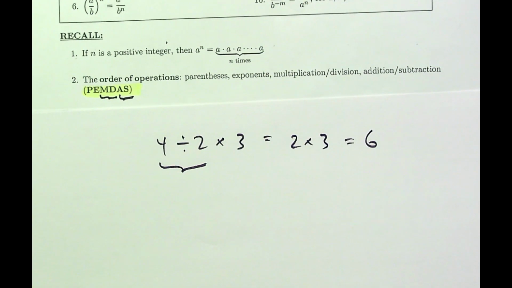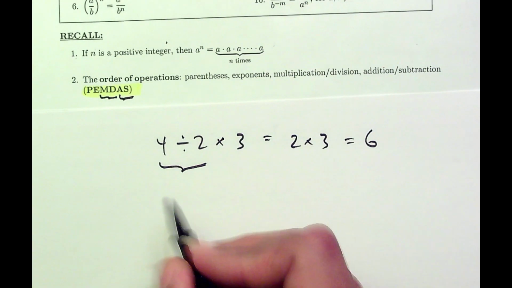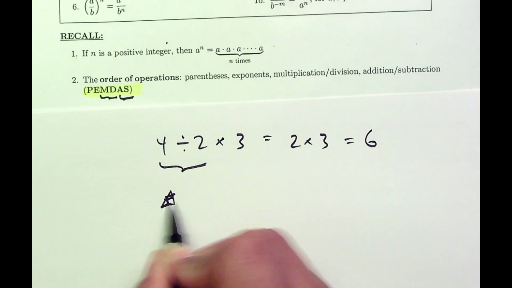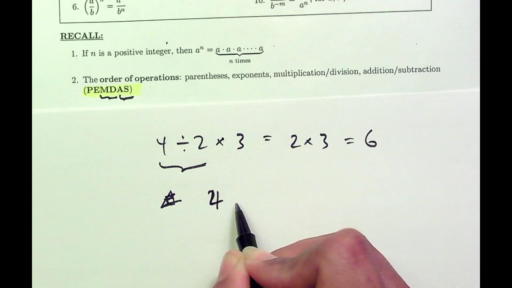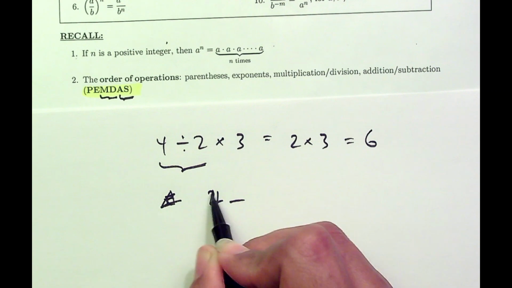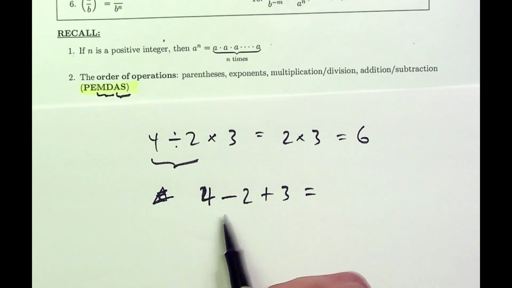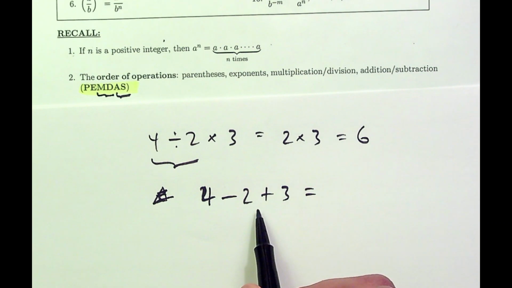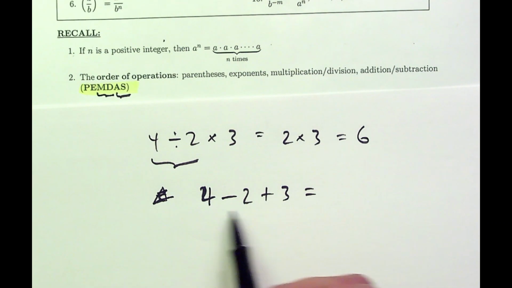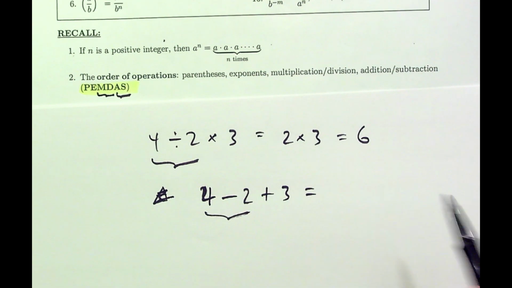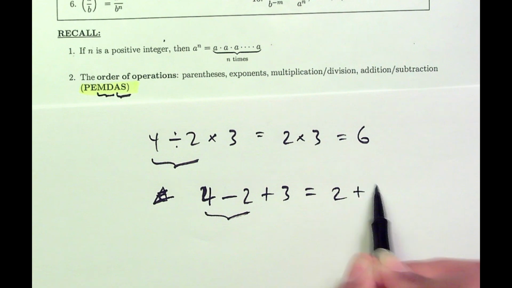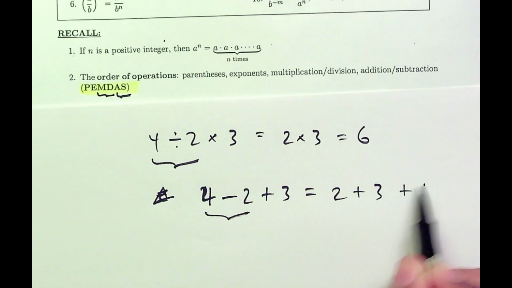And same with addition and subtraction. You do them in the order in which they appear. So if you had 4 minus 2 plus 3, then addition and subtraction have the same priority, so I do them in the order in which I see them. So take care of these two. 4 minus 2, that's 2. And then plus 3, that's 5.